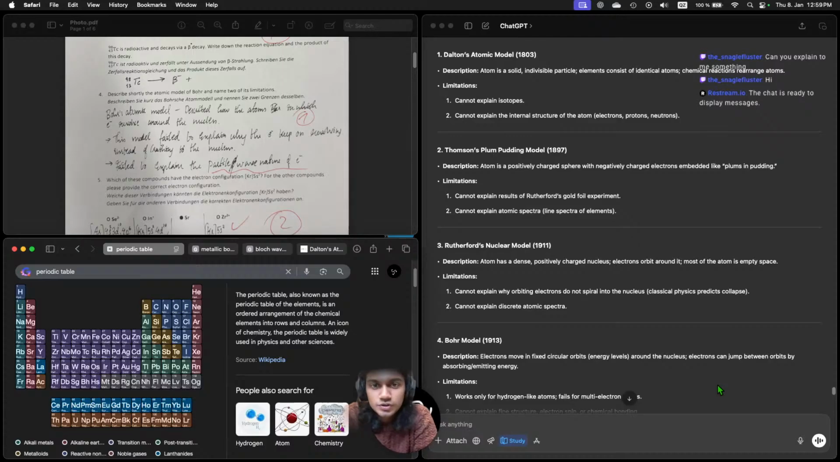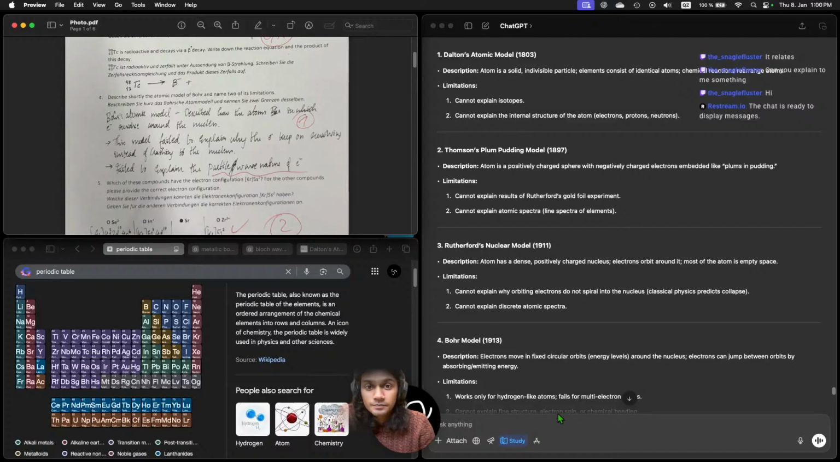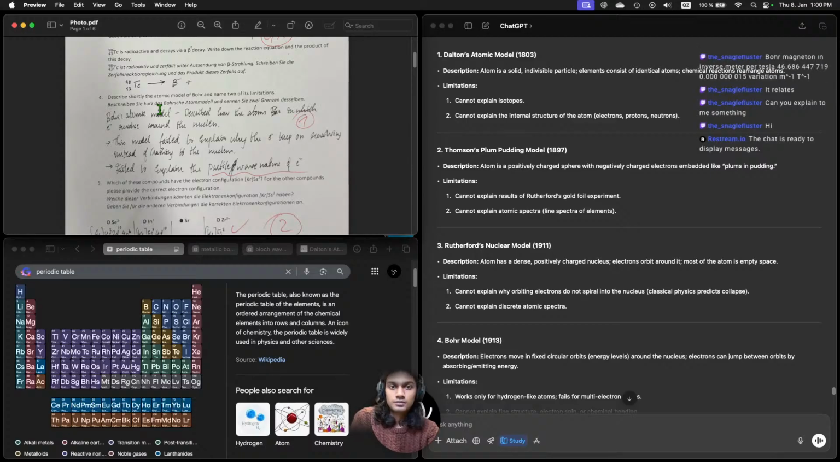The Snaggle Fluster. Hi, can you explain to me something? Oh, well, I appreciate you for checking out the stream. Right now I got an exam tomorrow on general chemistry and I was looking into a question paper, and this was the question: describe shortly the atomic model of Bohr. I'm guessing it relates to you. Are you studying chemistry some way? Yeah, I had this question in my exam.